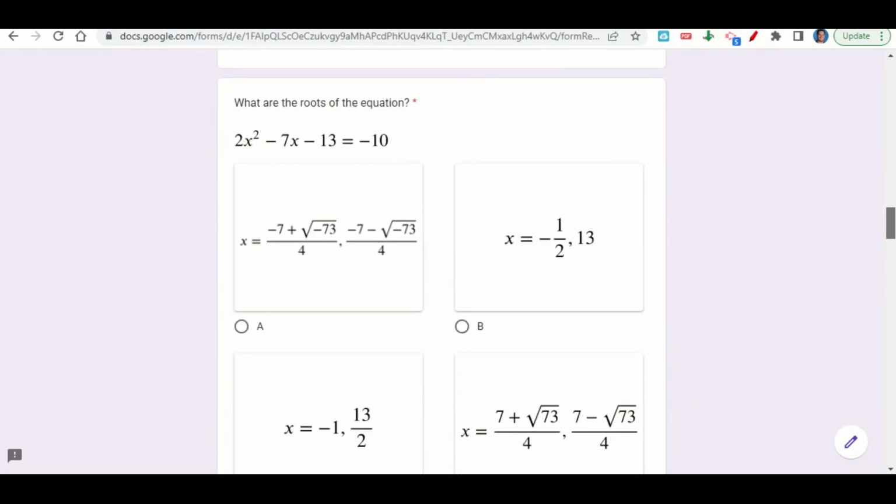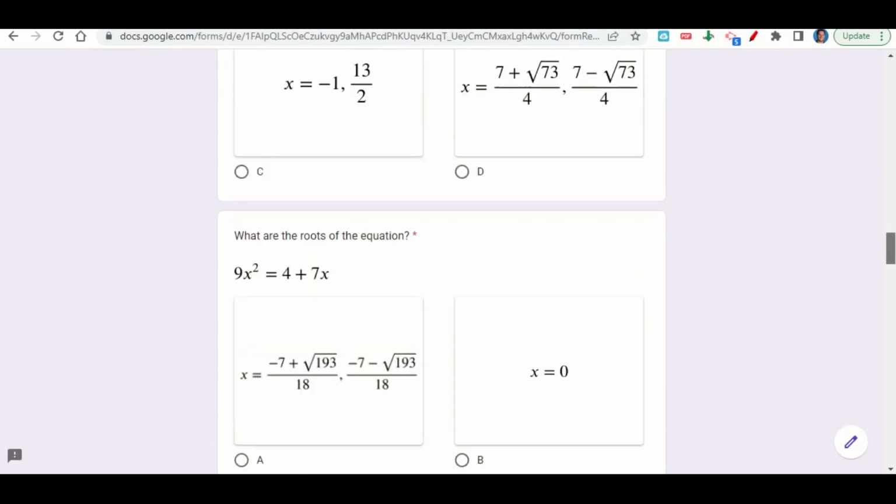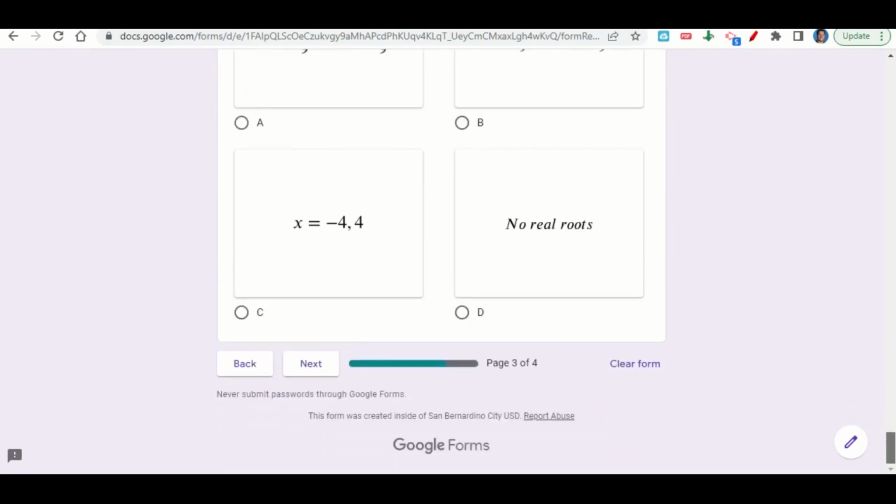Now some of them don't exactly come out evenly, and they're left in this form. That's okay. Just check your work and make sure that you did everything correctly. And if you end up with something like this, that's fine. So go ahead and continue to answer the questions all the way until you get to the end.